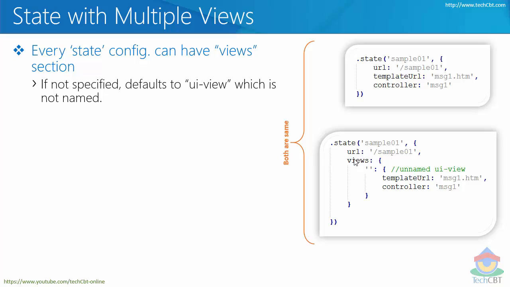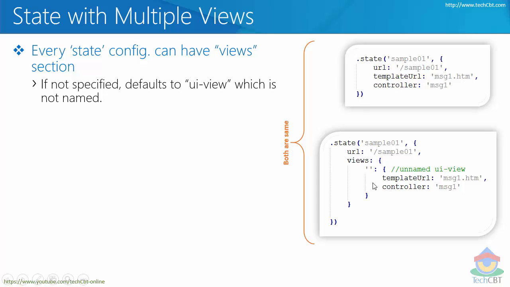If you do not specify any kind of views section, it will automatically default to an unnamed view. Which means if you have a UI view specified in your markup with no name associated with it, then that will be treated as the default view for your particular state configuration, and the template gets automatically rendered as part of that UI view which has not been named at all. So whether you write your code in this way or in this way, they mean the same.